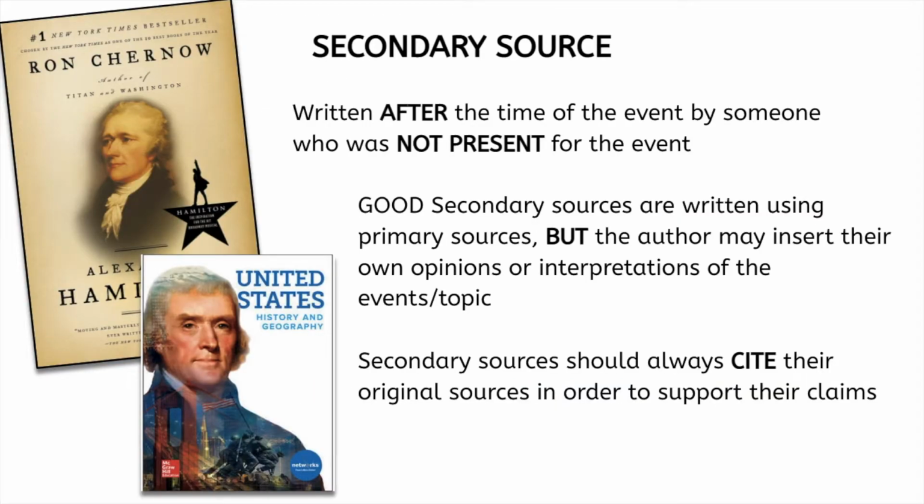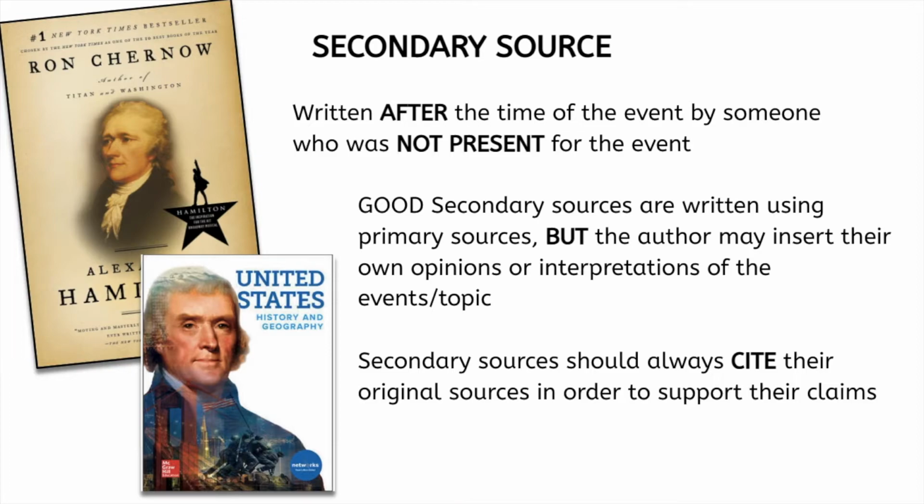Now, a secondary source is written after the event by someone who was not present for it. So, for example, the book about Alexander Hamilton would be a secondary source written by a person in the modern time, and hopefully and probably going back to those primary sources to help them write the book. So within a secondary source is typically primary source information.